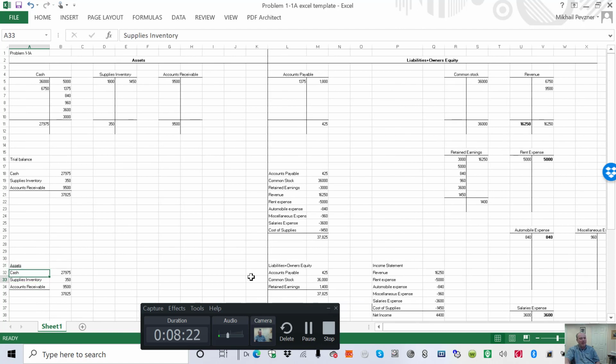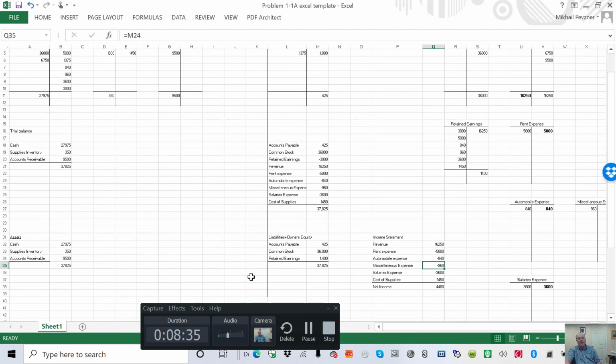So assets remain assets. Liabilities plus owner's equity, now there are no more revenues and expenses as I have on the trial balance. And instead, all the revenues and expenses show up on the income statement account right here, right? It's just a listing of revenues and expenses. And my net income for the year was $4,400.